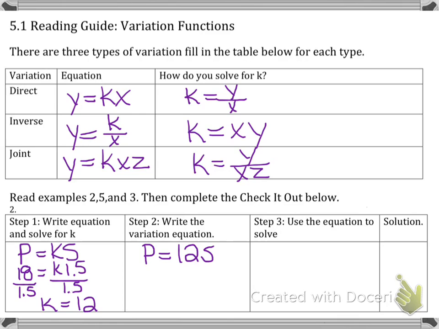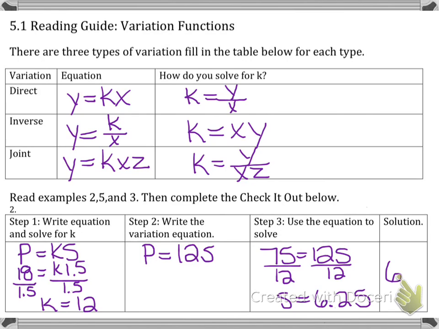Next thing they asked me to do is to find s when P is 75. So we're going to use our equation that we just wrote, and instead of P, we're going to put in 75. Substitute 75 in. And we can go ahead and solve for s. I'm going to divide by 12 to undo multiplying, and find out that my side length would have to be 6.25. So 6.25 inches would be the side length for that regular dodecagon in order to reach a perimeter of 75.